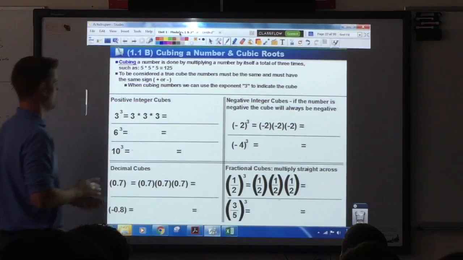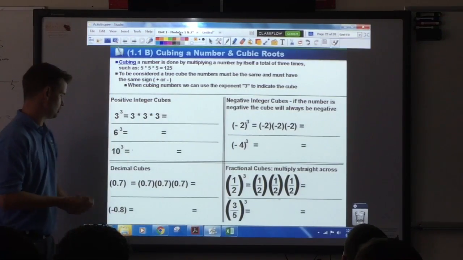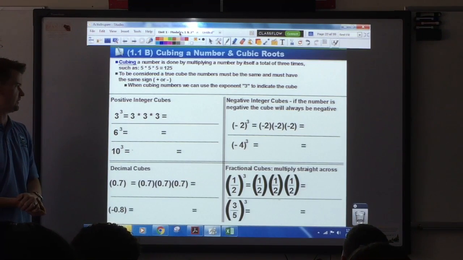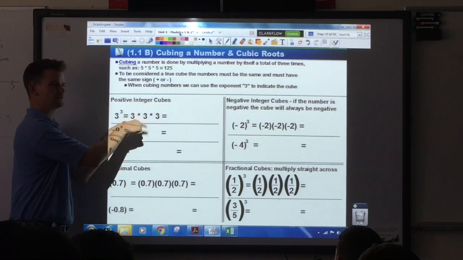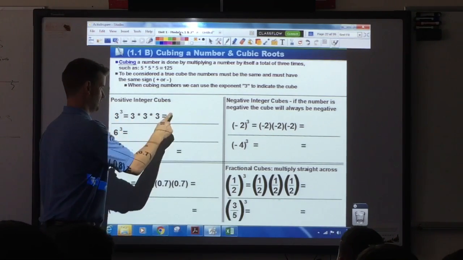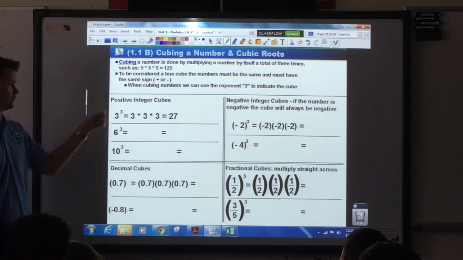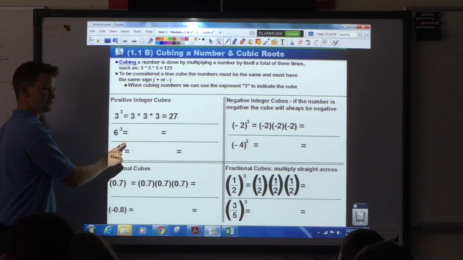All right, so we're going to do the same thing: positive integer cubes, negative cubes, decimals, fractions. I'll show you all the different tricks. Like I did, 3 cubed, we said 3 times 3 times 3. What does that give me? 27. Once again, this is not 3 times 3, that would be 9. We're doing 3 times 3 times 3. You're not doing 6 times 3. You're not doing 10 times 3.